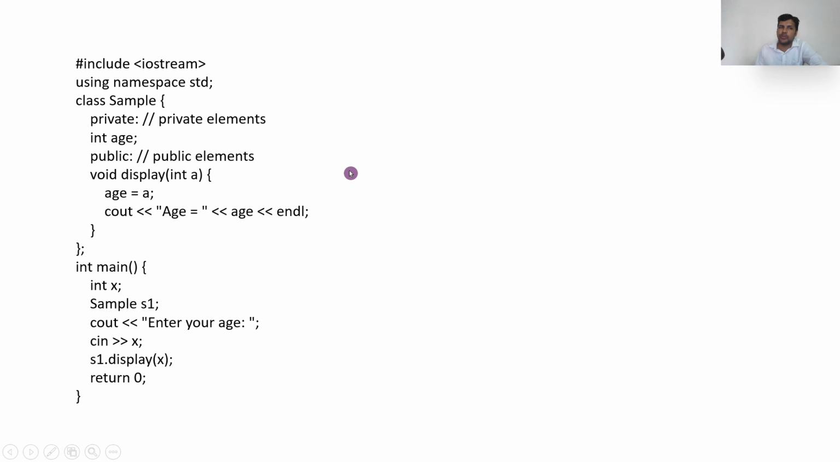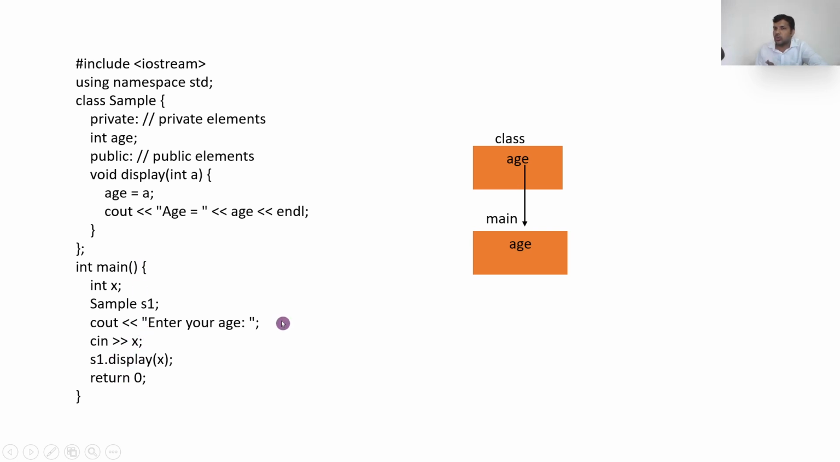Now let me show you. For example, now we have a class. Previously we wrote public here. Now I have changed it into private. When I write private, int age cannot be accessed in the main function. So if I write s1.age, it will not work.